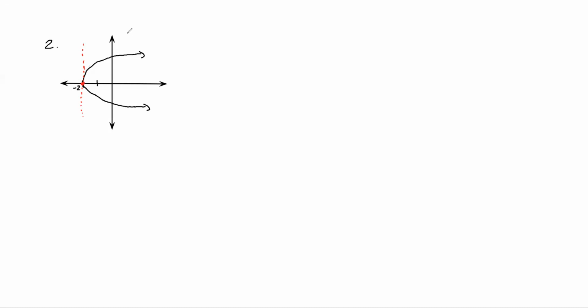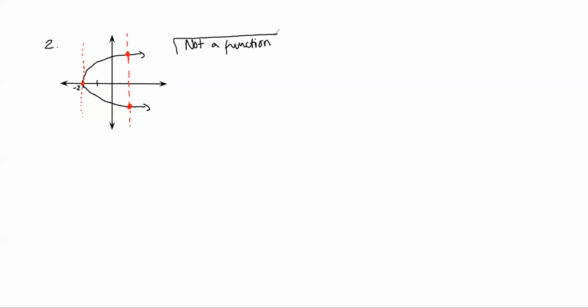But if I were to draw a vertical line over here, we pass through 2 points. That means that we have an x value that has 2 different y values associated with it. And so this is not a function.